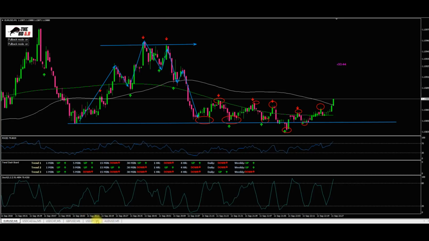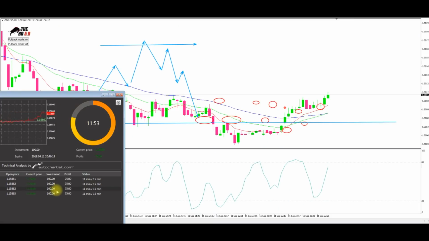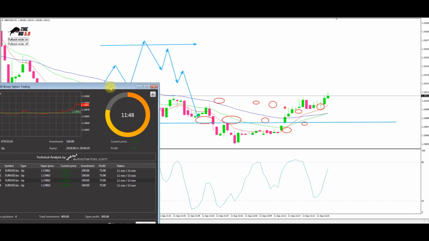Let me see what the GBPUSD trade's doing. Okay, GBPUSD is going to lose that. Yeah, we just lost GBPUSD, not to worry. I've just lost 200 quid. I'm writing this down. Hold on, let me get my pen.